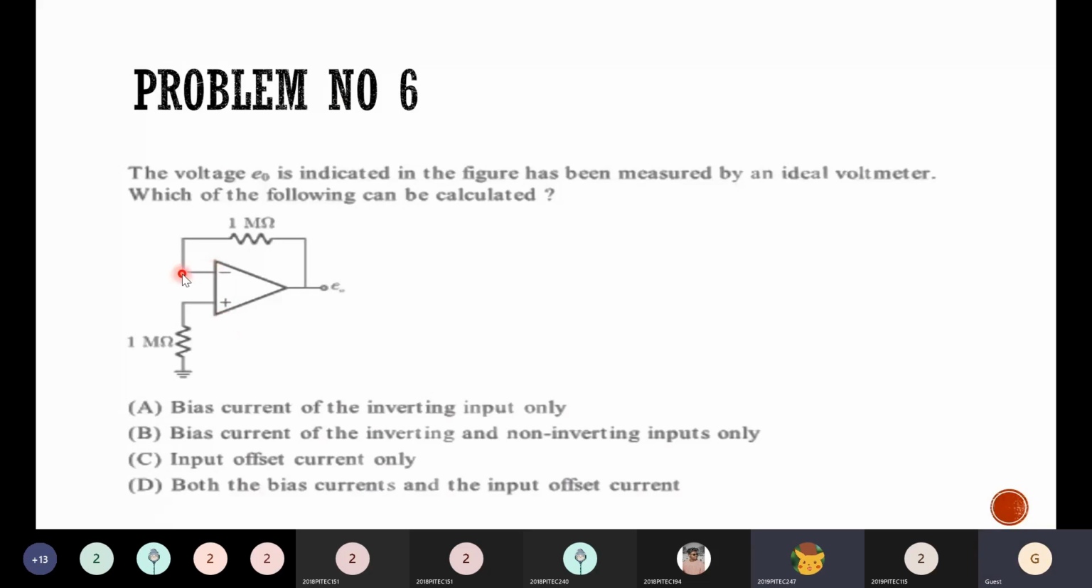And the current that is entering through the inverting terminal is called the inverting bias current, and the one in the non-inverting terminal is the non-inverting bias current, IB minus and IB plus. That is what we use.